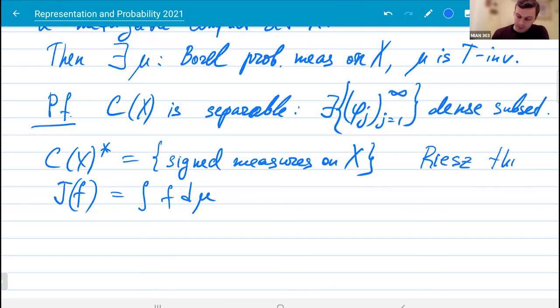And so what I want to do, I want to construct such a functional such that, first of all, the measure that corresponds to it is a normalized non-negative measure, and second, I want to check that this functional corresponds to an invariant measure.